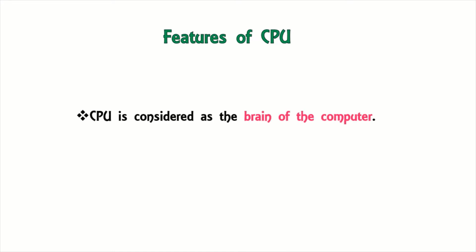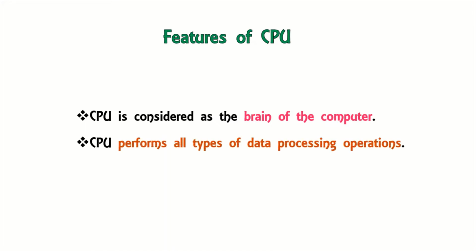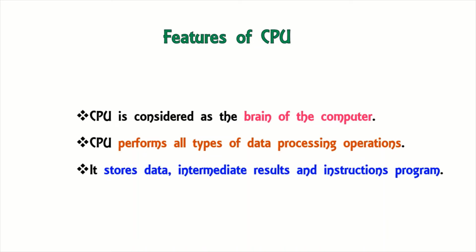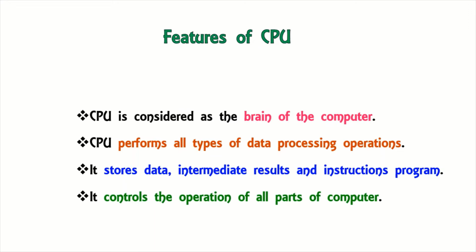Features of CPU. CPU is considered as the brain of the computer. CPU performs all types of data processing operations. It stores data, intermediate results and instructions program. It controls the operation of all parts of computer.